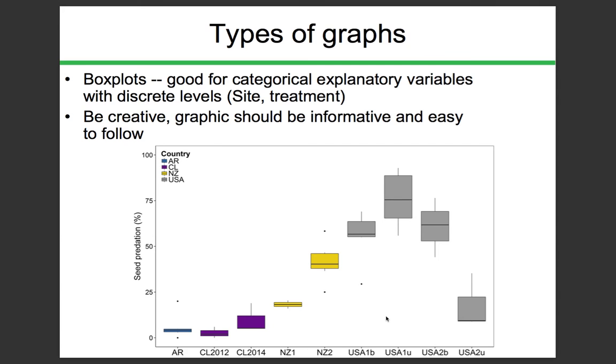Box plots, we've talked about box plots. We've made box plots, I think, in all three of our homeworks. They're good for categorical explanatory variables with discrete levels, right? Factors. This is one where we have regions of the world on the x-axis and a continuous variable, seed predation, on the y-axis. The color coding helps here, the legend helps here, and we get an idea of the distribution of the data. Be creative, but the graphic should be informative and easy to follow.